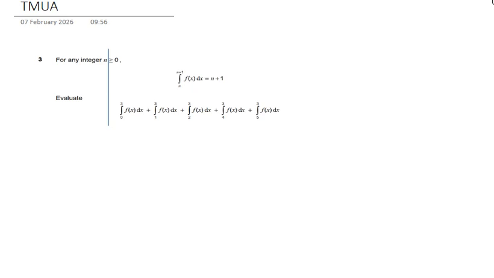The question is, for any integer n greater than or equal to 0, the integral from n to n plus 1 of f(x) dx is equal to n plus 1. Now evaluate this. First understand the given information. We are told the integral from n to n plus 1 of f(x) dx is equal to n plus 1. So the area over each unit interval is known.